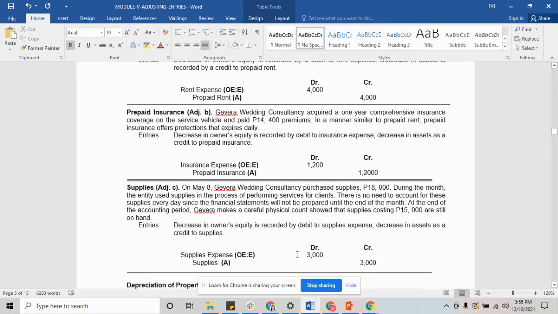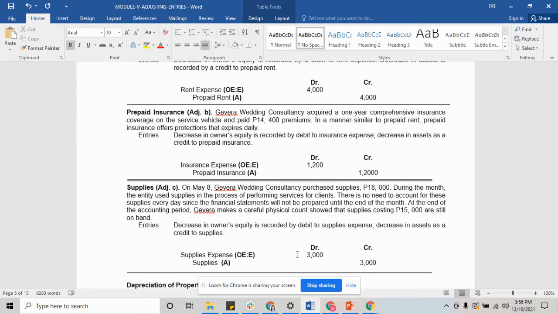Next, supplies. On May 8, Rivera Wedding Consultancy purchased supplies. So, 18,000 yung amount ng supplies niya. Anong naging entry kaya niya dito? So, debit supplies, asset to, kasi hindi pa niya nagagamit. So, debit supplies, which is an asset, 18,000 pesos, and credit cash, 18,000 pesos.